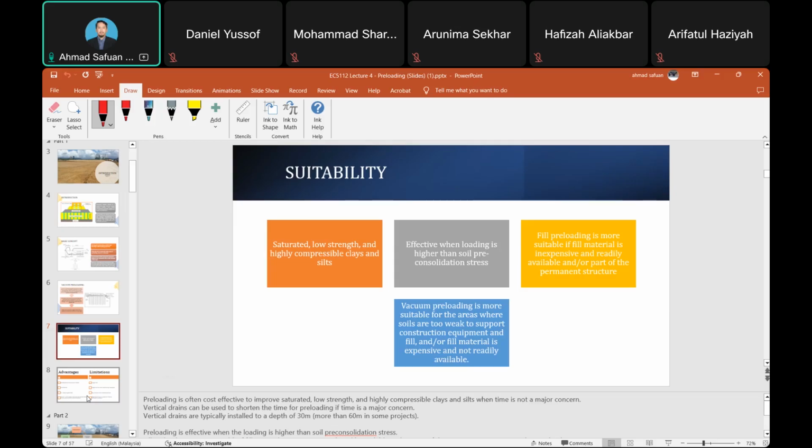So what are the common soil investigation works? To get information on the thickness of the soft soil layer. Usually the contractor or the consultant will propose to use the cone penetration test, CPT, to get the information on the soft soil.